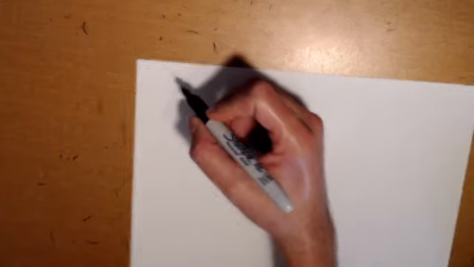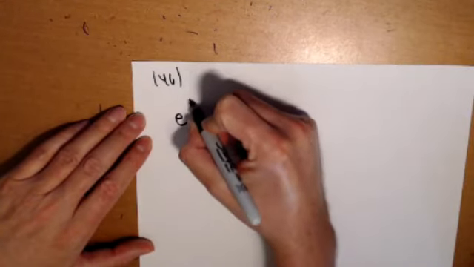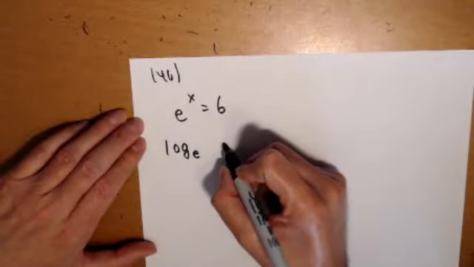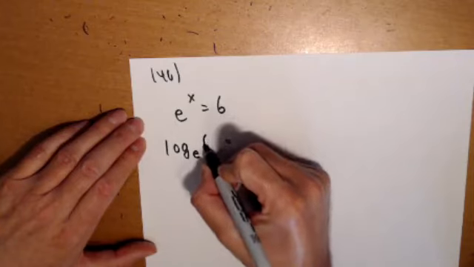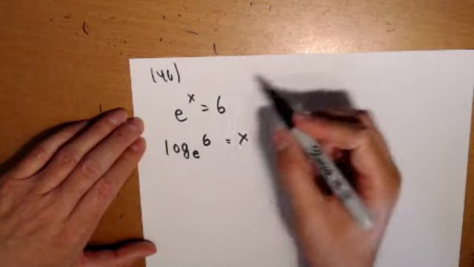140. 140, it says e to the x is 6. Log base e of, so e to the x power is 6. E to the x is 6. Okay, cool.